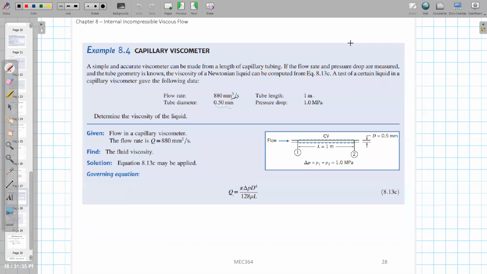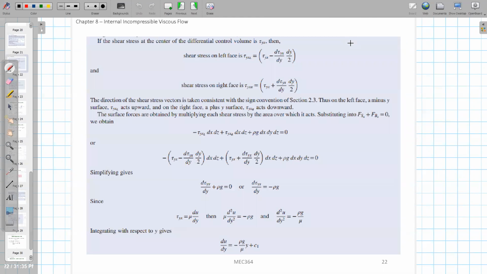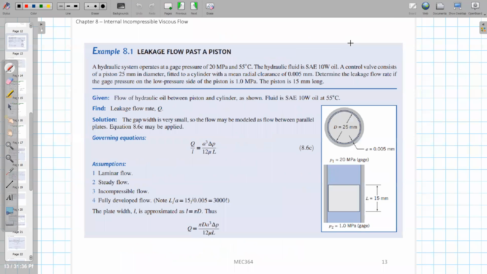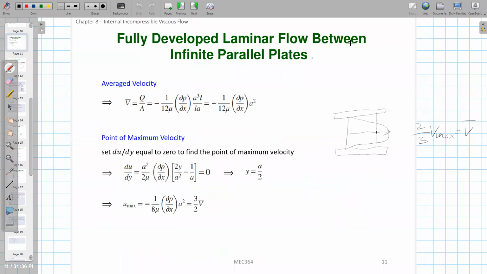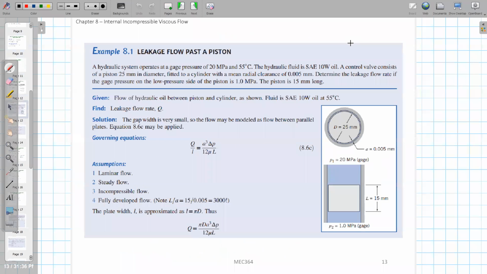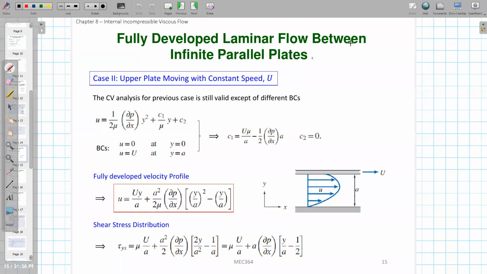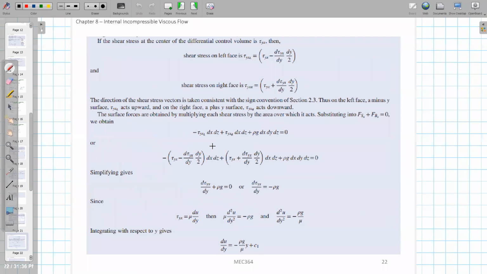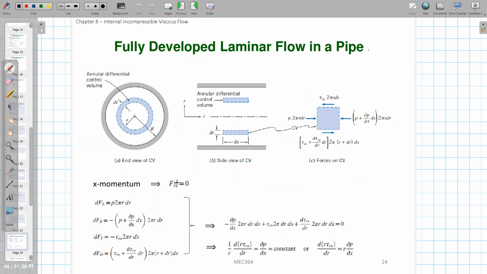And this friction gives us the pressure drop. Why? Because from our axial momentum equation, the pressure drop needs to balance with this friction force.